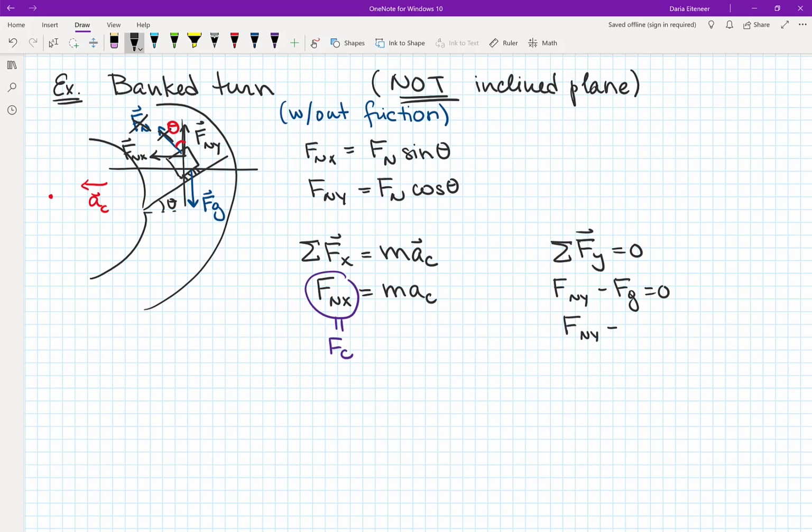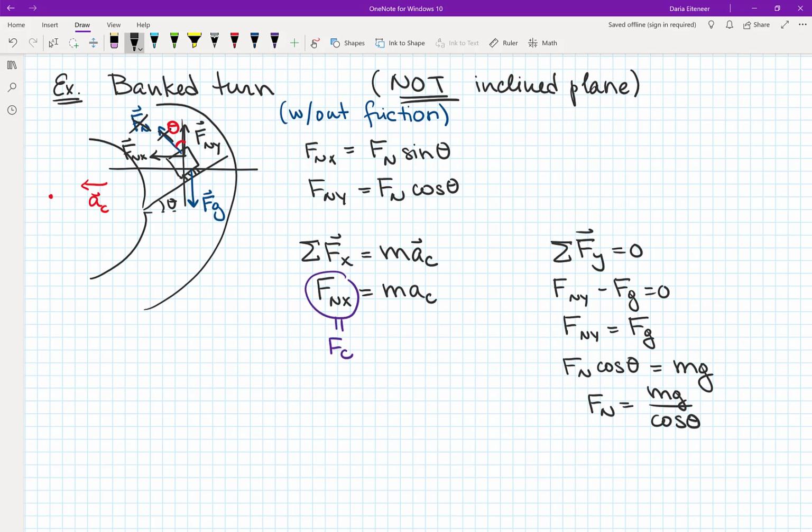So Fny equals Fg. Fn cosine theta equals mg. Again, I'm going through this fairly quickly because we've done this force stuff before, and we've done even much more complicated stuff than this. So I'm going to solve for Fn.